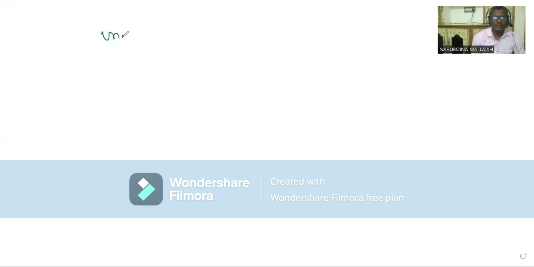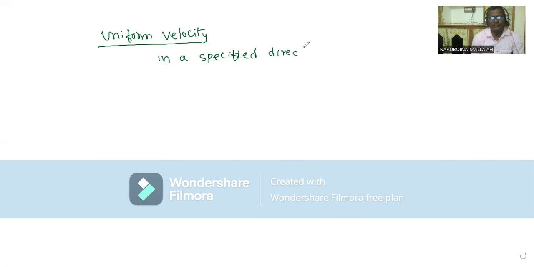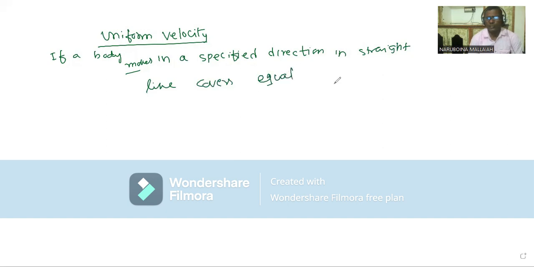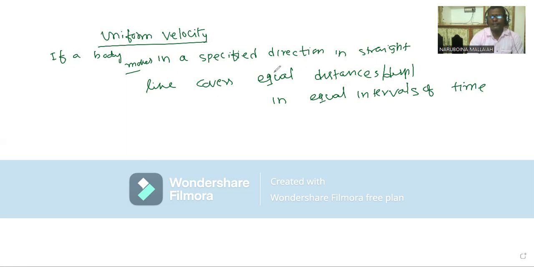Now let us discuss uniform velocity. If a body moves in a specified direction in a straight line, and covers equal distances, or you can say displacement, right, in equal intervals of time, then we say the body is moving with uniform velocity.